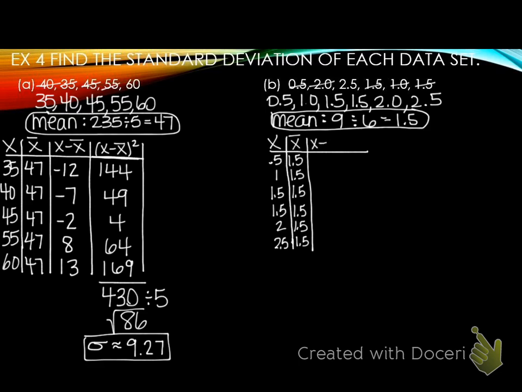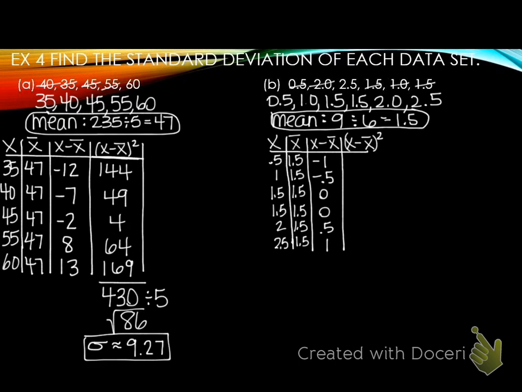Okay, what is happening in the third column? You're subtracting the mean that you found from the number that was given. All right, so 0.5 minus 1.5 is what? Negative 1. What's 1 minus 1.5? Negative 0.5. What's 1.5 minus 1.5? 0. 1.5 minus 1.5? 0. 2 minus 1.5. 0.5. And 2.5 minus 1.5? 1.